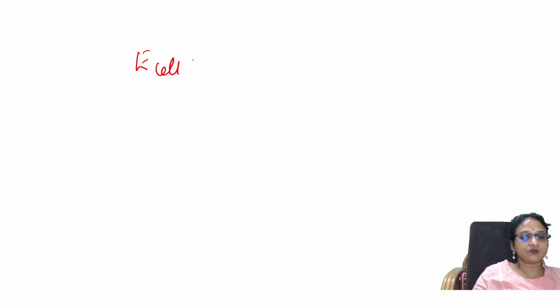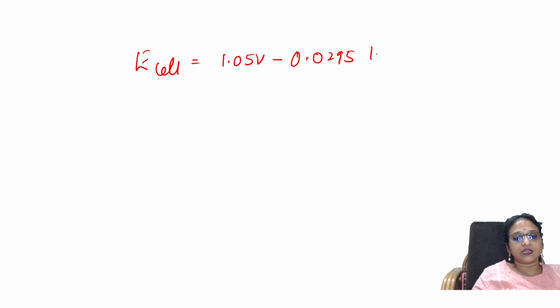E cell is equal to 1.05 volts minus, I'm solving that, 0.051, I'll be getting 0.0295, and that value when I multiplied by 10 raised to the power of minus 1, 0.1 is its log, correct. So can I write it as 1 log 10, 10 raised to the power of minus 1? Yes, I can write like that.